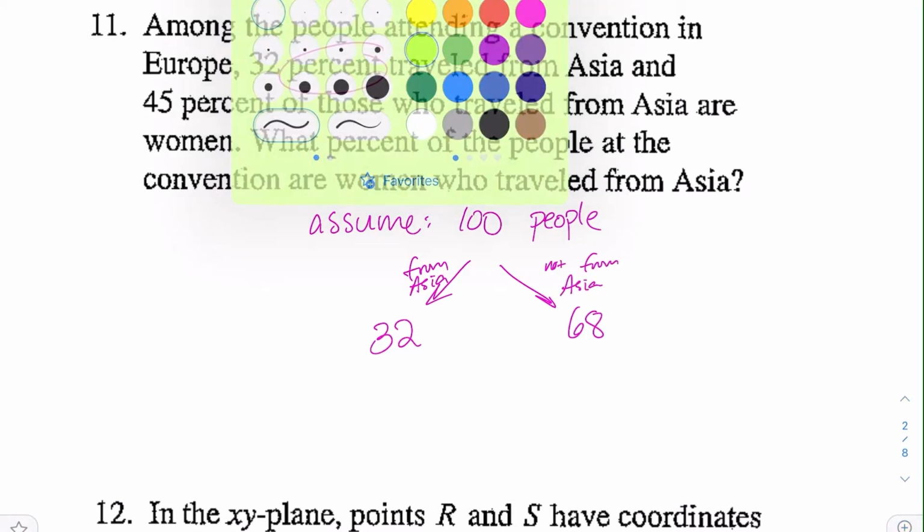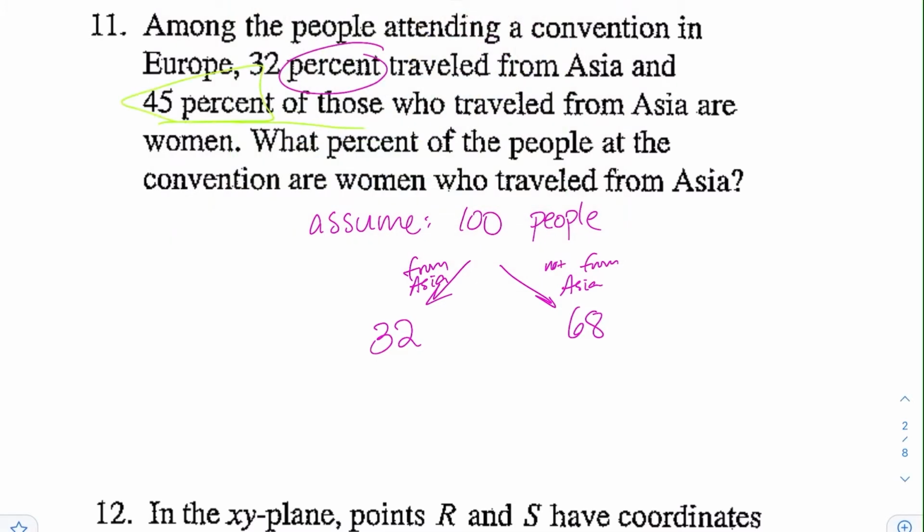Now from here, you have 45% of those who travel from Asia are women. So 45% of this 32 are women. That means that 55% are men. So from here, you want to figure out what percent of the people at the convention are women who traveled from Asia. So that's going to be 45% of 32. So that's what you need to find.